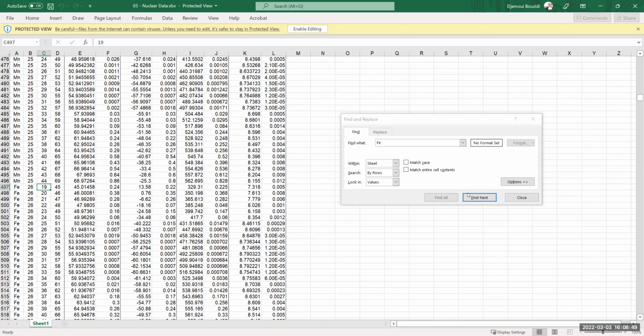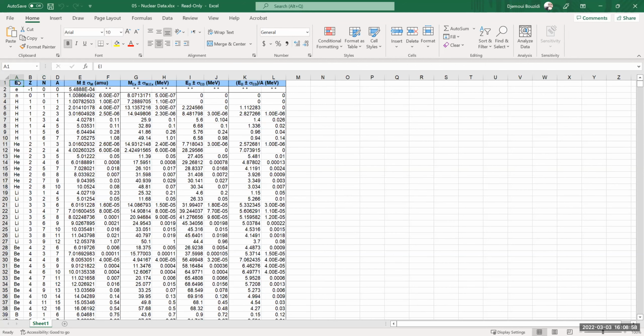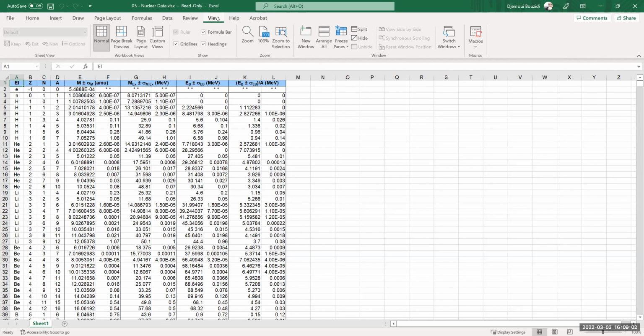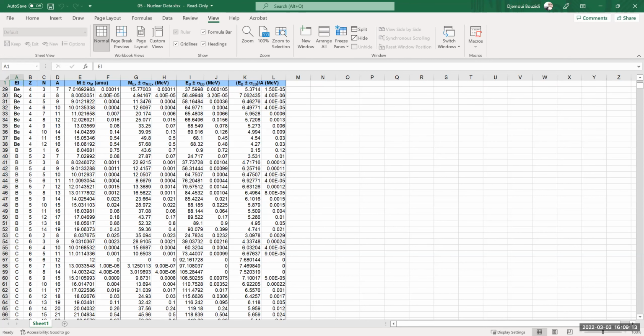And let me show you another trick on how to handle this one. Let's enable editing. And come in here and make sure that this line, what is the split line in here? View. Where is the freeze? Freeze, okay. Freeze panes. Freeze the top row, that's all. That's all we need. So again, if I'm looking at iron, Control F.